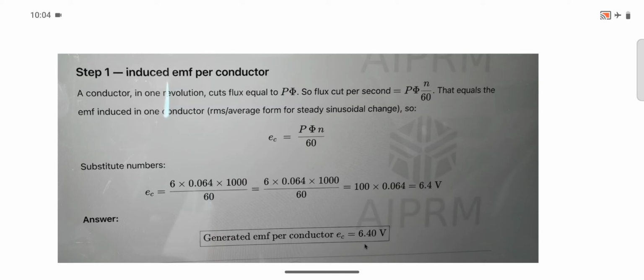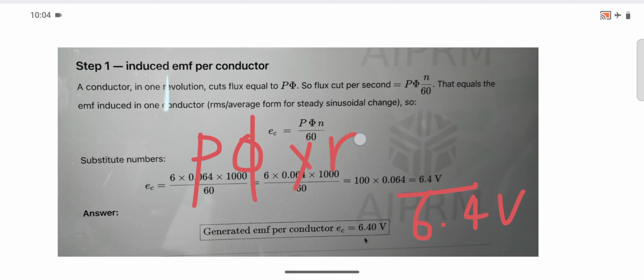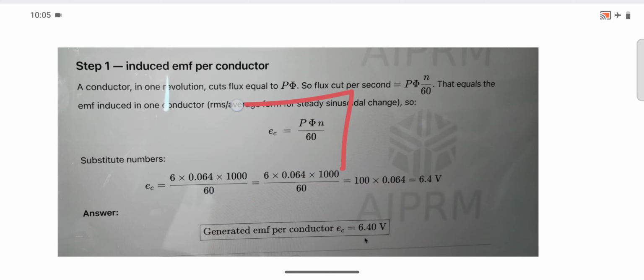So EMF is 6.4 volt. Generated EMF per conductor is 6.4 volt. How did we calculate it? As we know, a conductor in one revolution cuts flux equal to P phi, and now we calculate per second. For that, n is the speed, which is given in minutes. We converted it into seconds. Then EMF induced in one conductor becomes P phi n by 60.